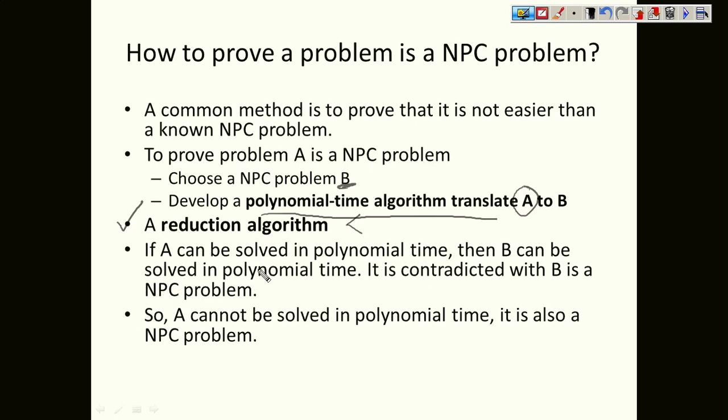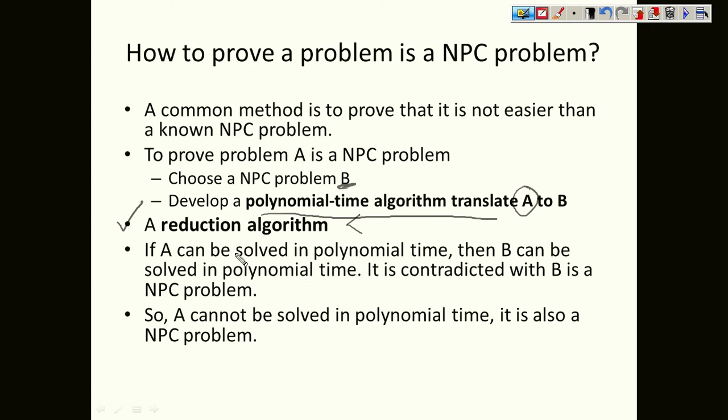Now here you can see the statement: if a problem A can be solved in polynomial time and it can also be reduced to B in polynomial time, but B is solved in non-polynomial time or it is non-deterministic, then A cannot be solved in polynomial time.